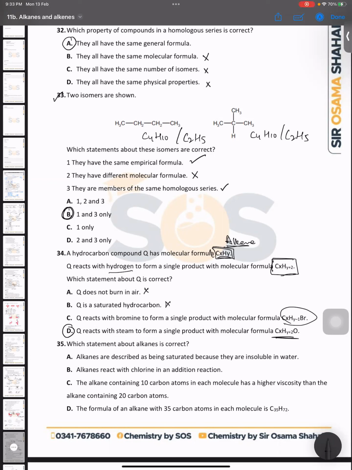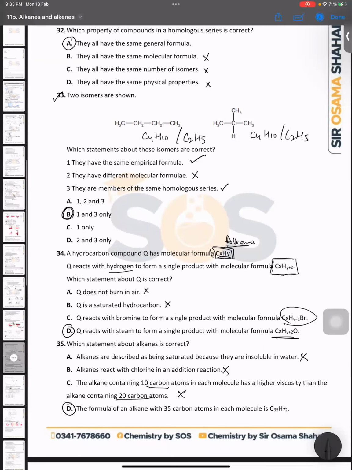Which statement about alkanes is correct? Alkanes are described as being saturated because they are insoluble in water. No, they are saturated because they have all 4 bonds as single bonds. Alkanes react with chlorine in addition reaction. No, it would be a substitution reaction. The alkane containing 10 carbon atoms in each molecule has a higher viscosity than alkanes containing 20 carbons. No. The more the carbon, the more viscous the molecule. The formula of an alkane with 35 carbons would be C35H72, which is right. The hydrogens are double plus 2.